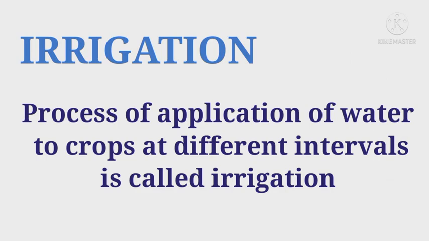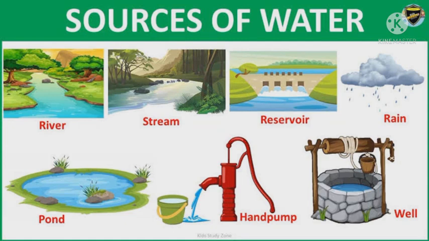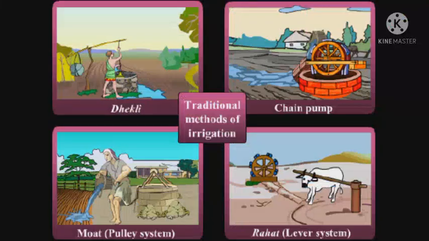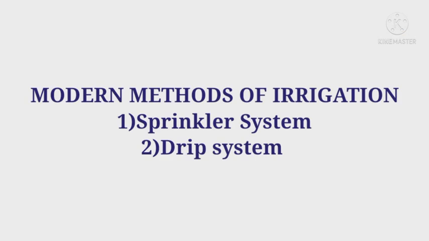The process of application of water to crops at different intervals is called irrigation. Sources of water: river, stream, reservoir, rain, pond, hand pump, and well. Traditional methods of irrigation: dekli, chain pump, mot, rahat. Modern methods of irrigation. There are two types of modern methods. They are sprinkler system and drip system.